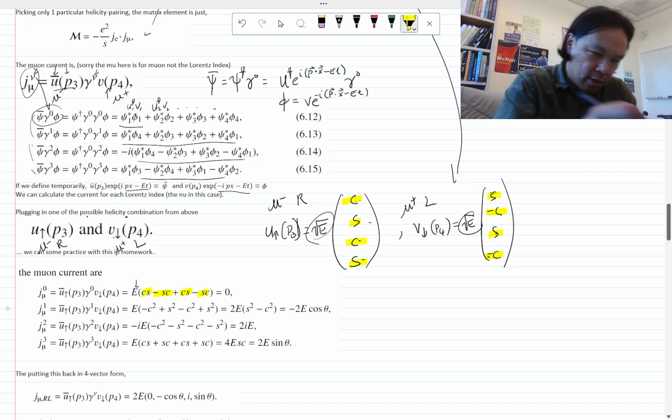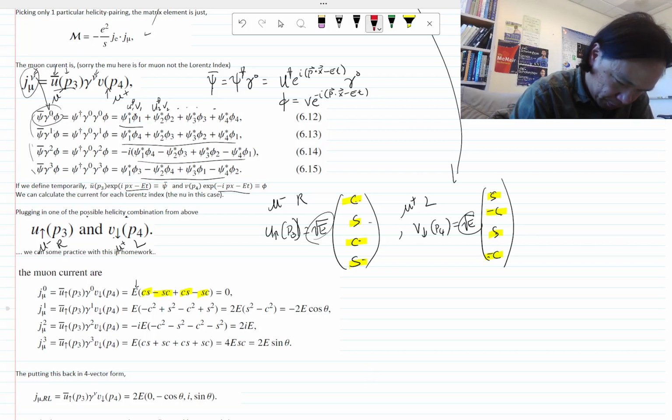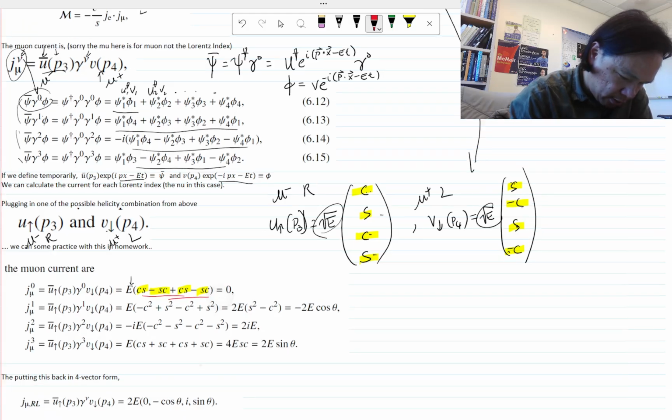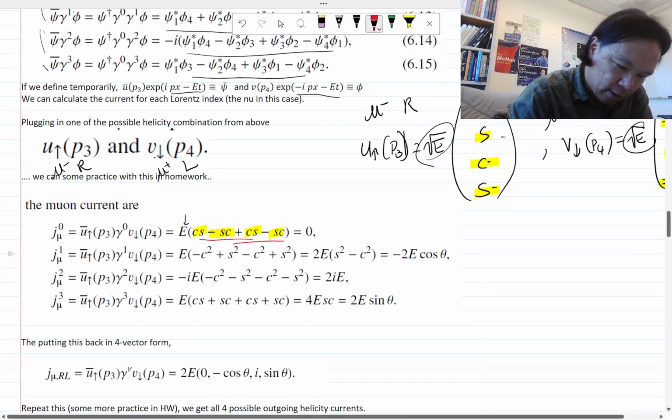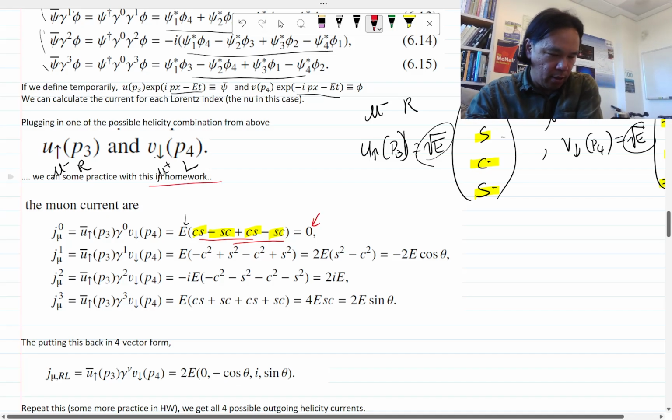Funny thing is, look at this. Whatever the angle theta is, we're going to find that there's a trig identity that allows you to figure out that this is going to be equal to 0, and then we'll probably play around with that in the homework.